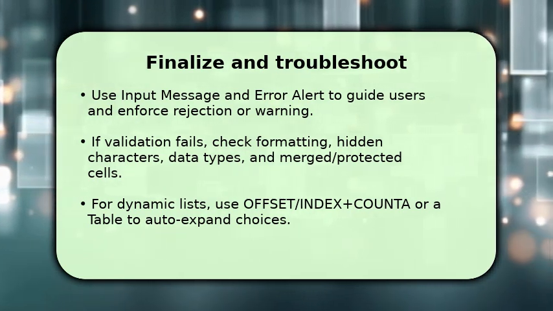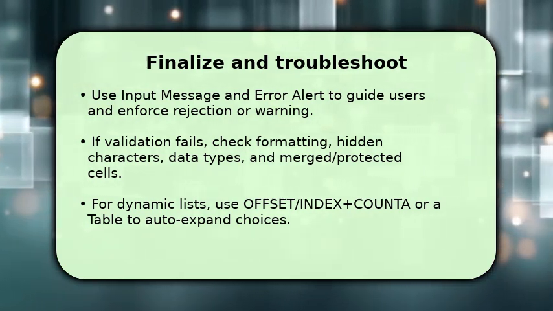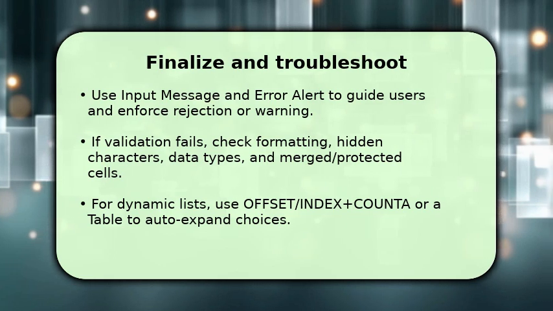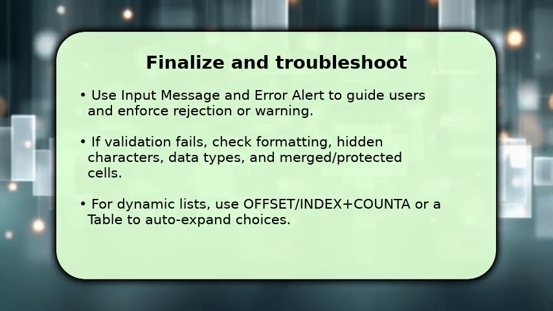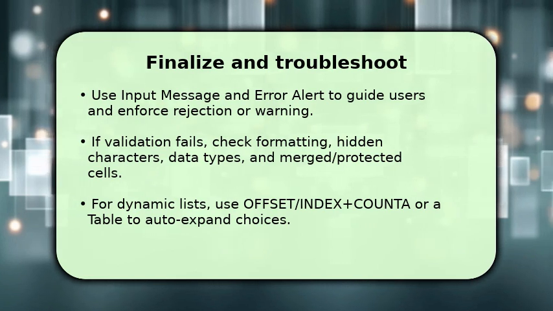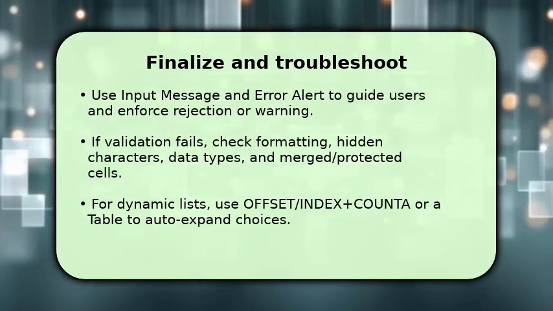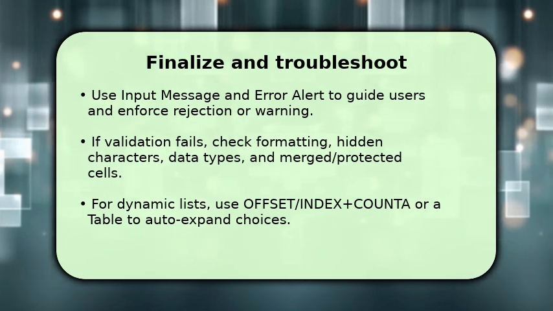For dynamic dropdowns, use a table or a formula like index/counta or offset to keep the list growing. If problems persist, temporarily remove validation to test individual rules, then reapply once you isolate the faulty condition.